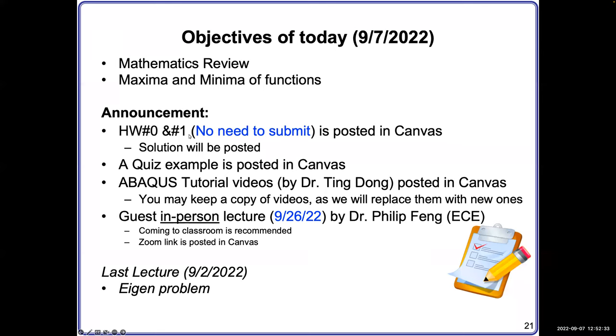I also posted the solution for homework number 1, and you can use that to check whether you did the homework correctly or not. I will soon post homework number 2. That will be the continuation of homework number 1, and provide some very important questions there. Then you can work on that, and we will put the deadline. You will submit homework number 2, and from number 2 on, all the homework you will submit, okay?